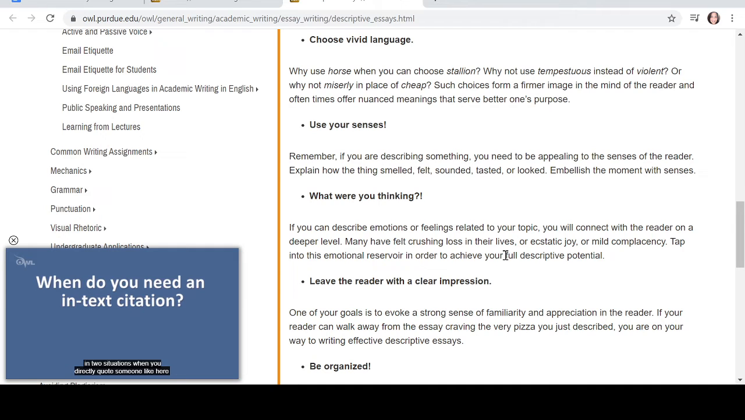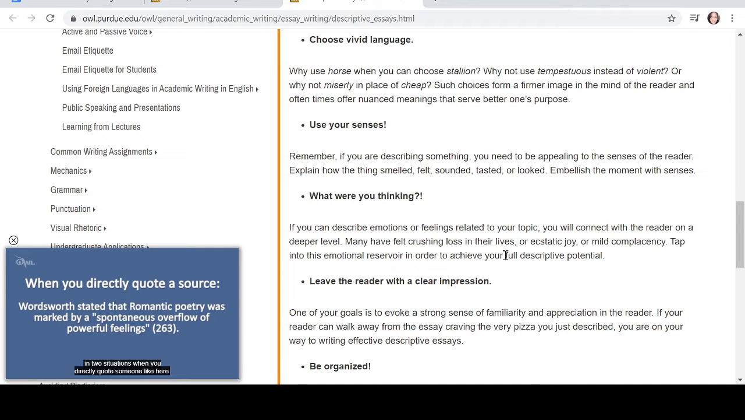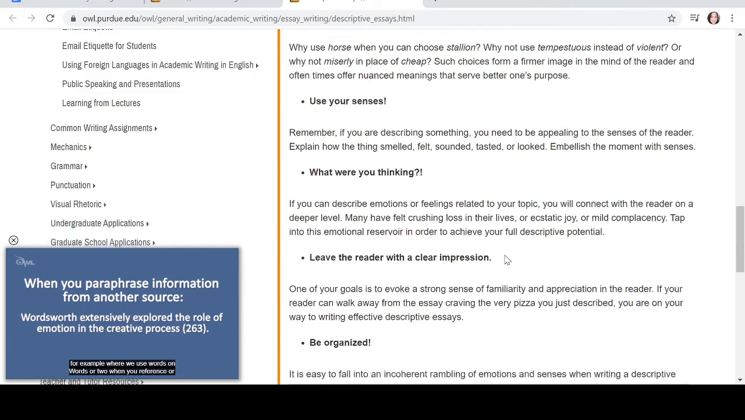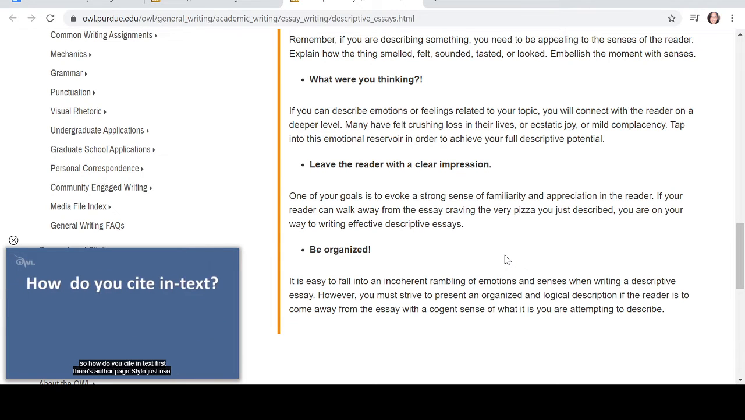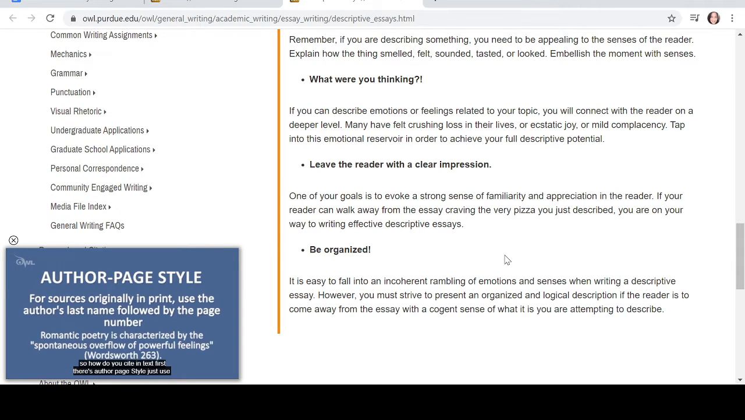Remember, if you're describing something, you need to be appealing to the senses of the reader. Explain how it smelled, felt, sounded, tasted, looked. Embellish the moment with senses. What were you thinking? If you can describe emotions or feelings related to your topic, you will connect to the reader on a deeper level. Many have felt crushing loss in their lives, or ecstatic joy, or mild complacency. Tap into this emotional reservoir in order to achieve your full descriptive potential.